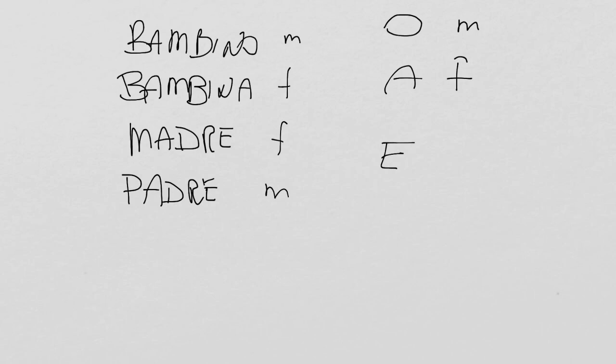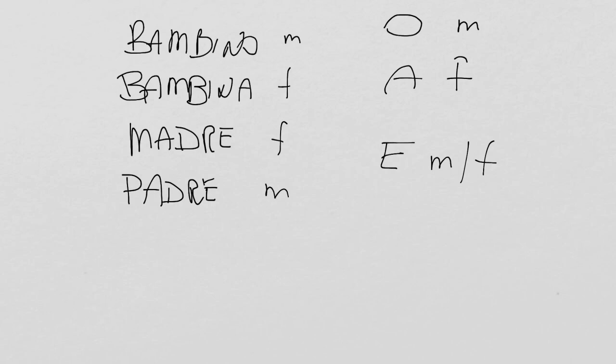Now, with bambino and bambina, we should know. Nouns ending with O are masculine. Nouns ending with A are feminine. I'm using the Italian spelling. Now, for mother and father, technically we do not know because nouns that end with A can be either masculine or feminine. But logic dictates that madre is feminine, padre is masculine.